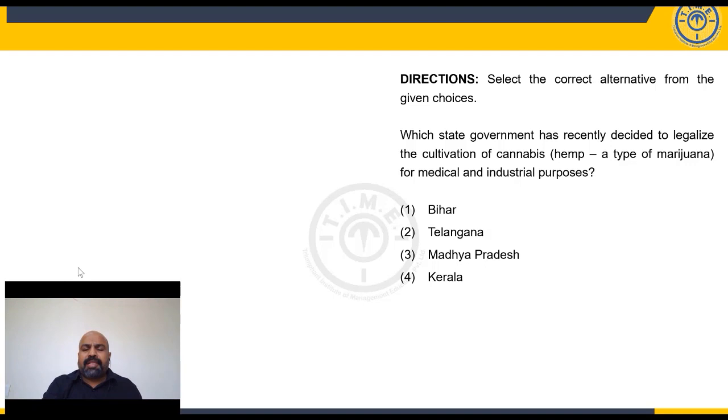We mentioned Telangana and Kerala a while ago, but you also need to remember that Telangana is the youngest state in India. It was created in 2014, the youngest state in India, friends. Okay.